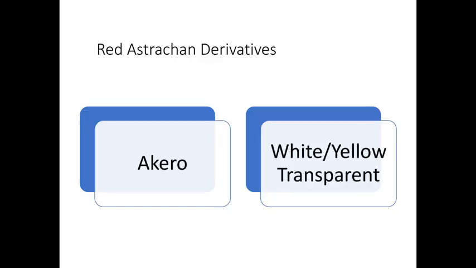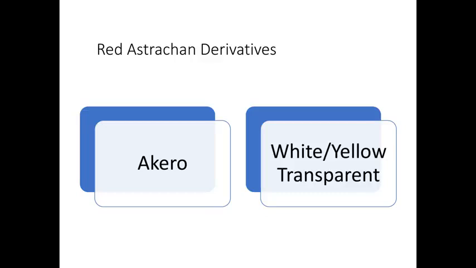These are really major varieties right here. Around here, the most common ones you'll find will be the Russian variety called White or Yellow Transparent. They're the same cultivar, just different names. And Kiro, which is a lineal descendant of Red Astrachan.